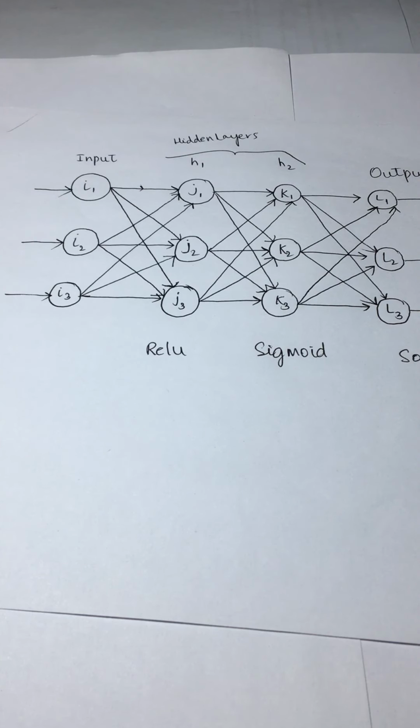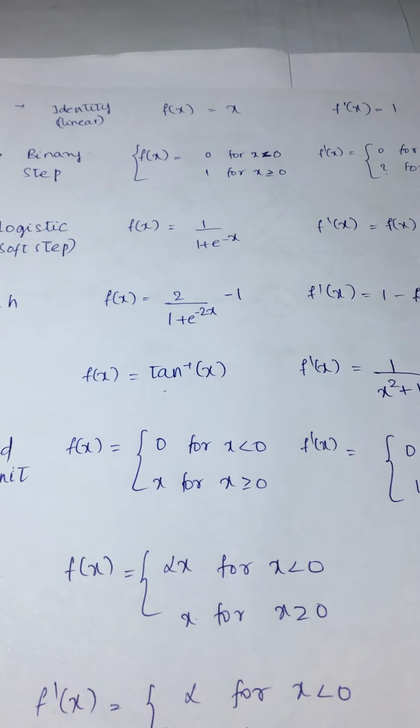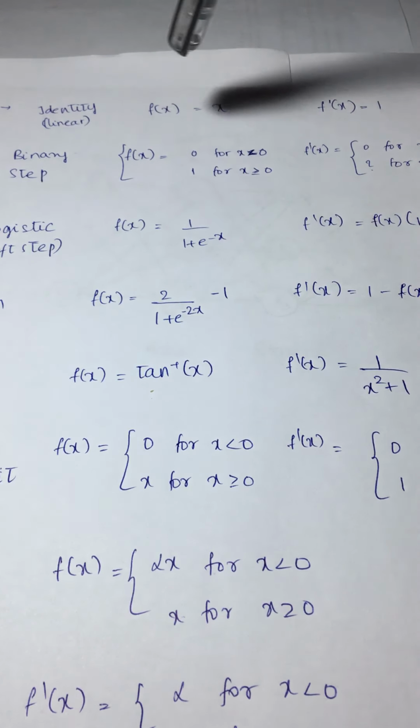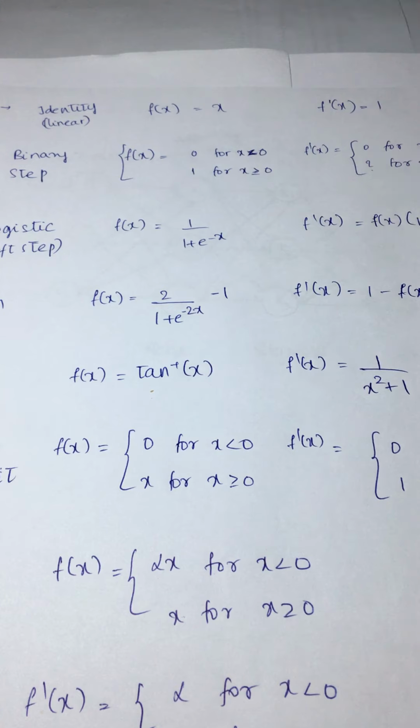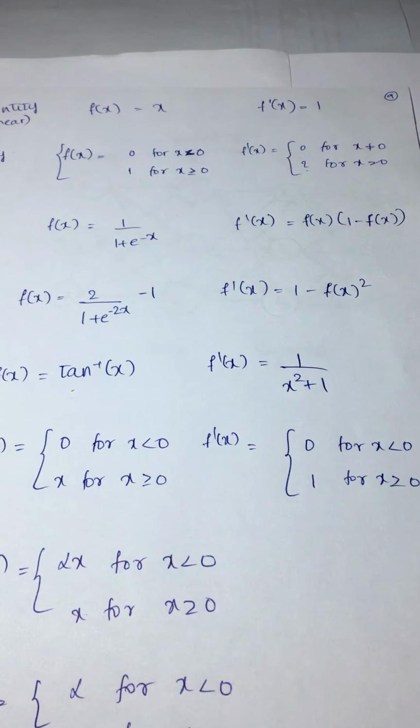So these were the important activation functions which are commonly used. This is again just an aggregation of all the commonly used activation functions. The first one is, I think, the identity or linear function. Next is your binary function. This is the binary function.